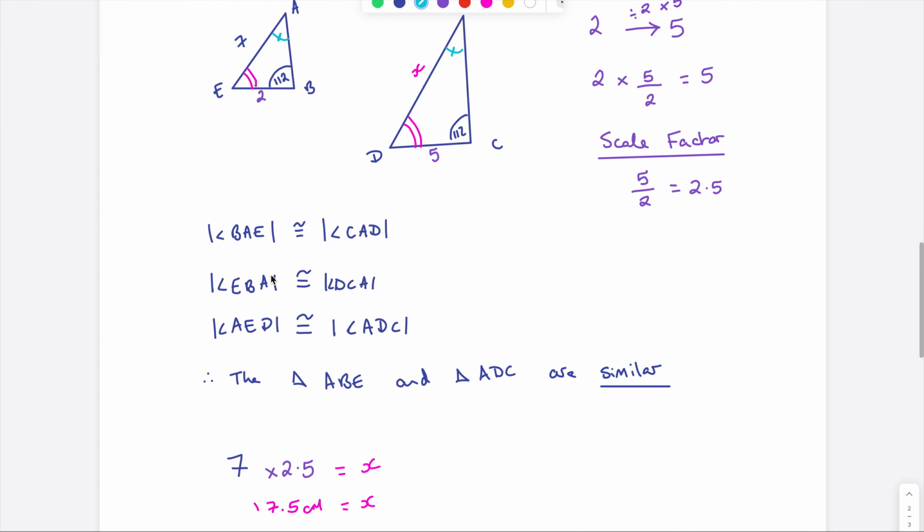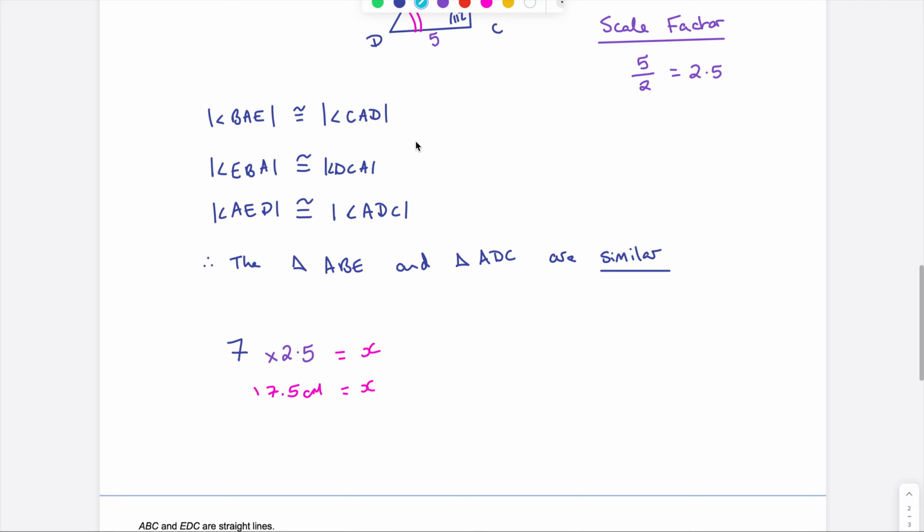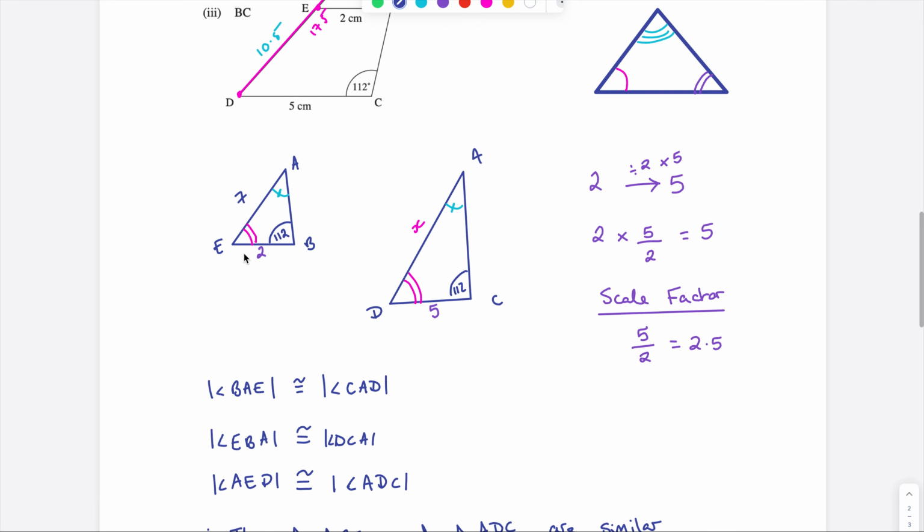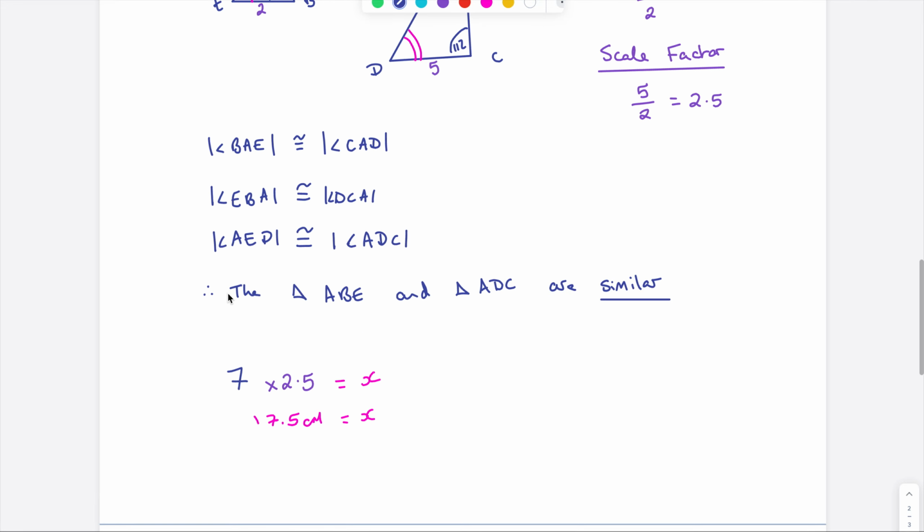But just to show our workings in the exam, so that was, say, part 1, and I'm doing part 2 here now. So that was A, and this is part 2. So we have 17.5, take away 7 leaves us with 10.5. So the length of D to E is 10.5.